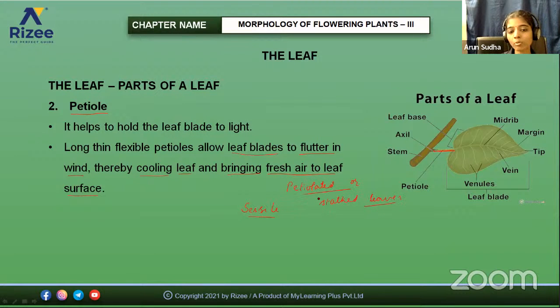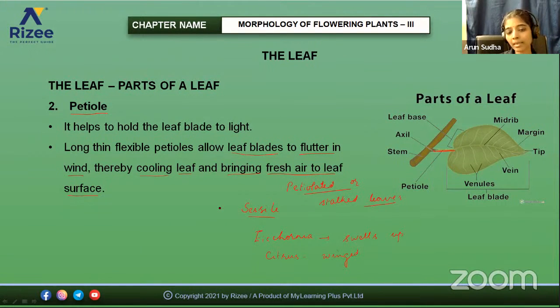So there are two types. One is the petiolated or stalked leaves, if the petiole is present, and if there is no petiole, it is called sessile. This petiole also varies among different plants. For example, in Ecornia the petiole swells up, and in citrus the petioles are winged. So in different species, the petiole structure also varies.